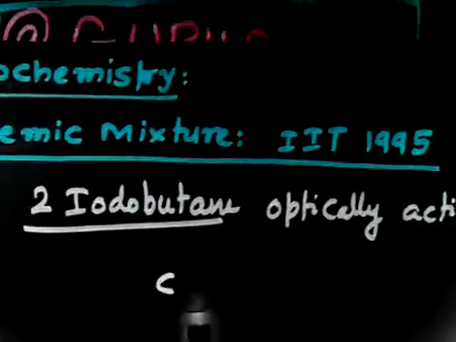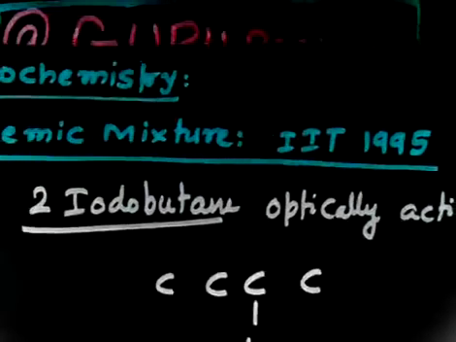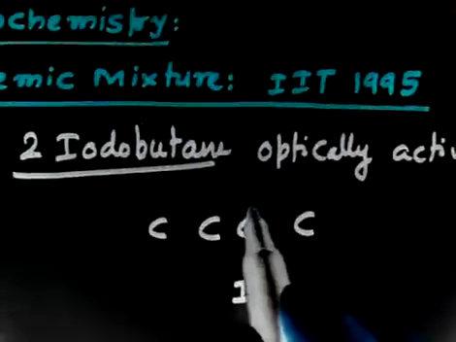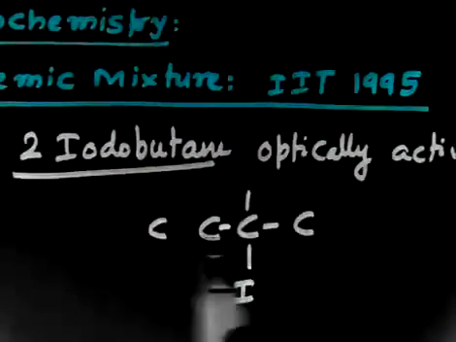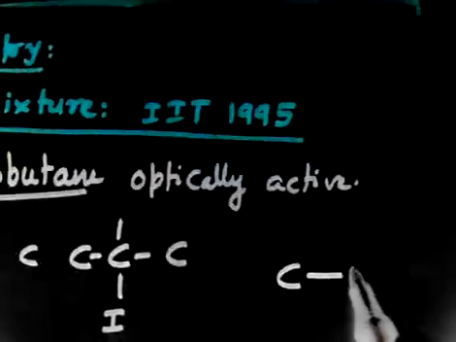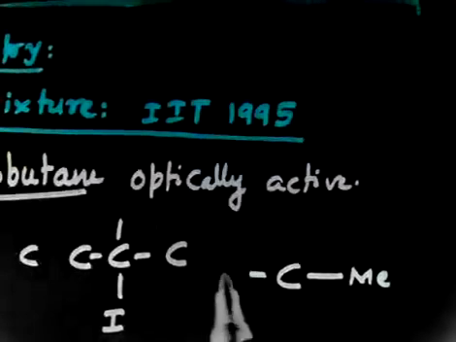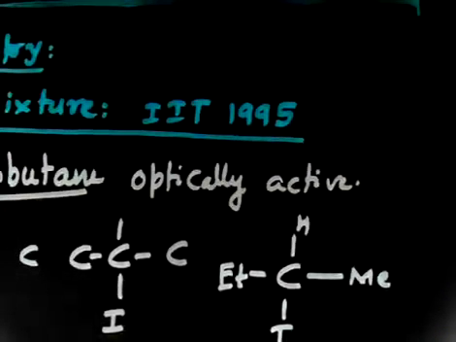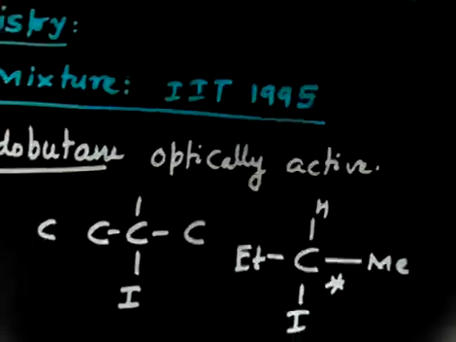So 2-iodobutane: you have 1, 2, 3, 4 carbons, and at position number 2 you have an iodine group. This carbon will be chiral because on this side you have hydrogen, methyl and ethyl group. I can write it like this: this side I have a methyl, this side an ethyl group, this side hydrogen, and this side iodine. So this is optically active.